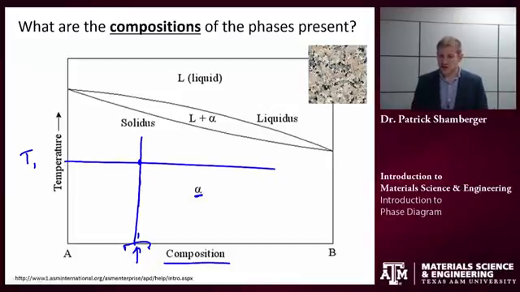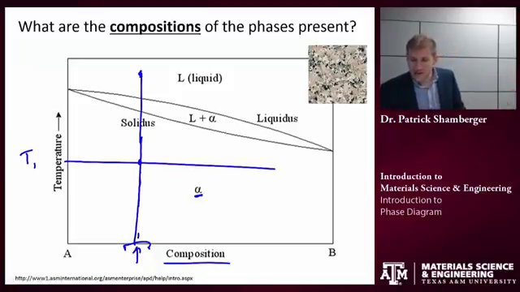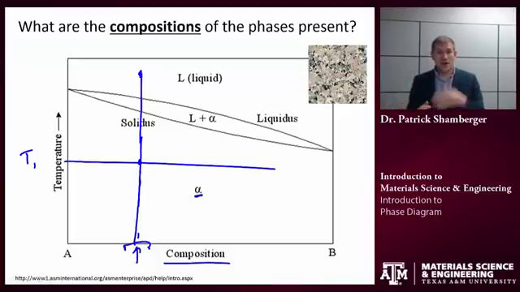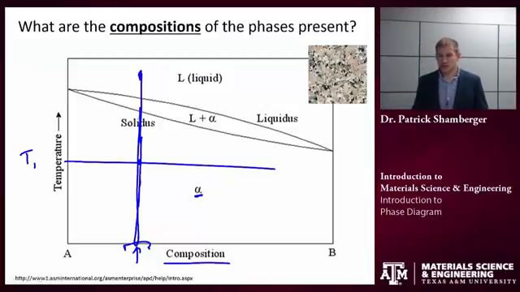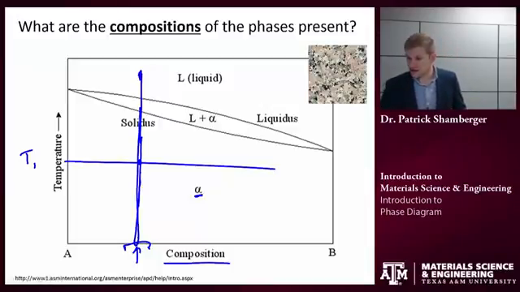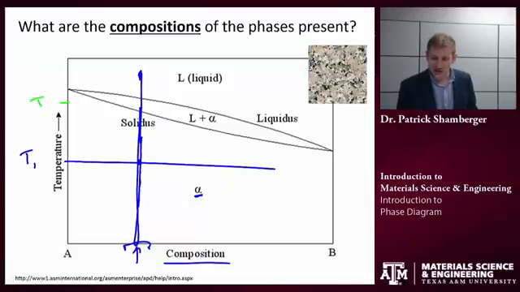And this makes sense, right? If there's only one phase in the system, the composition of that phase has to match the composition of the overall system. Same thing would happen if I'm up here in the liquid. Again, I'm in a one-phase region, so the composition of that phase is the composition of the overall system. But it gets interesting when we look at points that are in two-phase regions.